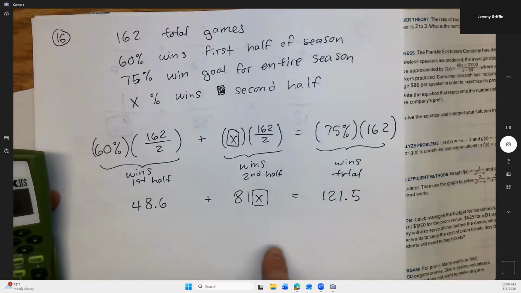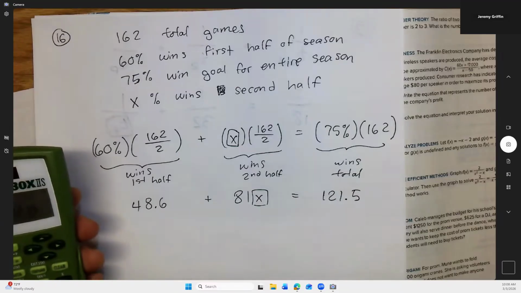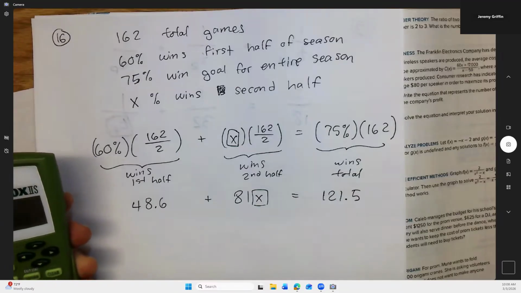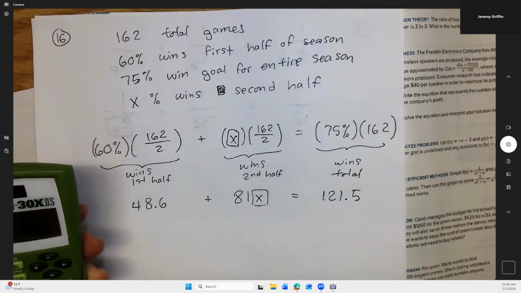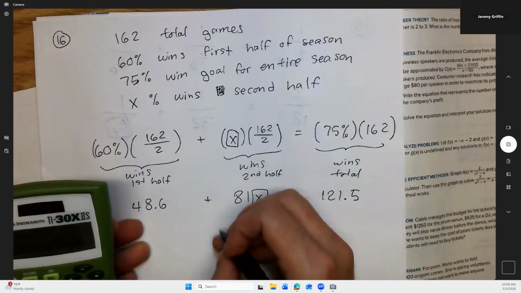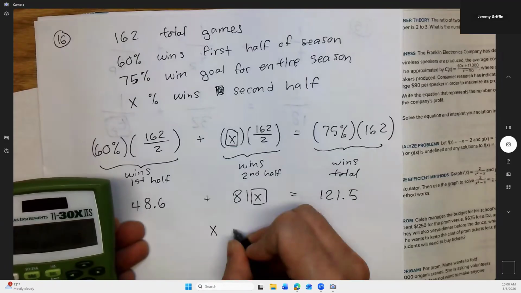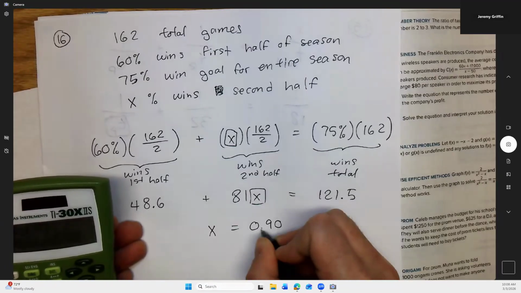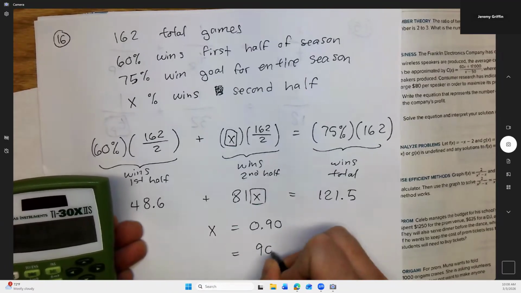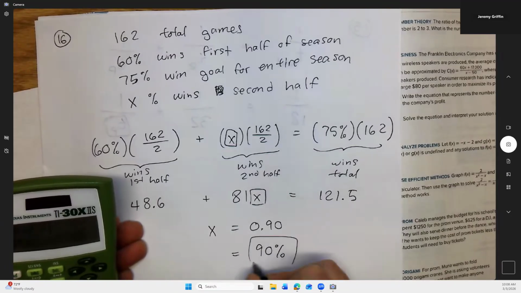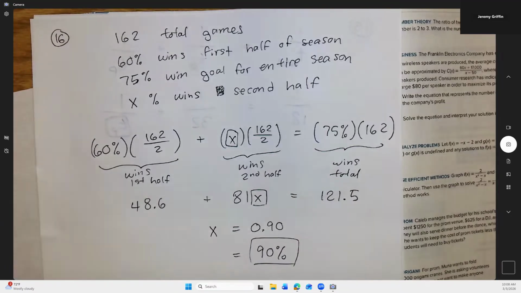So let's see, subtract this over, divide by that. So it's 121.5 minus 48.6, then divided by 81. So as a decimal, x is 0.90, right? And as a percentage, that's 90%. So they have to win almost every game from here on out to bring that percentage up that high.